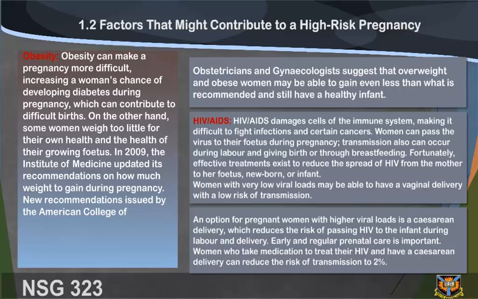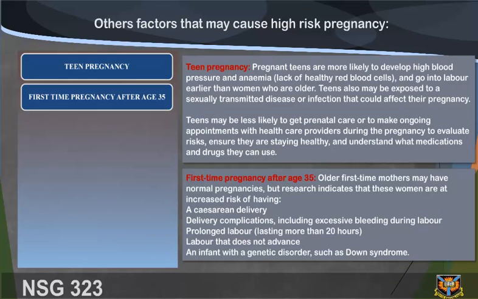Women with very low viral loads may be able to have a vaginal delivery with a low risk of transmission. An option for pregnant women with higher viral loads is a cesarean delivery, which reduces the risk of passing HIV to the infant during labor and delivery. Early and regular prenatal care is important. Women who take medication to treat their HIV and have a cesarean delivery can reduce the risk of transmission to 2%.